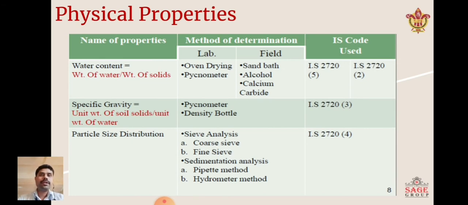The third physical property of soil is particle size distribution. In that, there are two types of methods for determining the particle size distribution of soil. First is sieve analysis, the second is sedimentation analysis. The sieve analysis is also categorized into two parts, that is coarse sieve and fine sieve. And the sedimentation is also divided into two parts, that is pipette method and hydrometer method. So all these experiments are used for determining the particle size distribution.